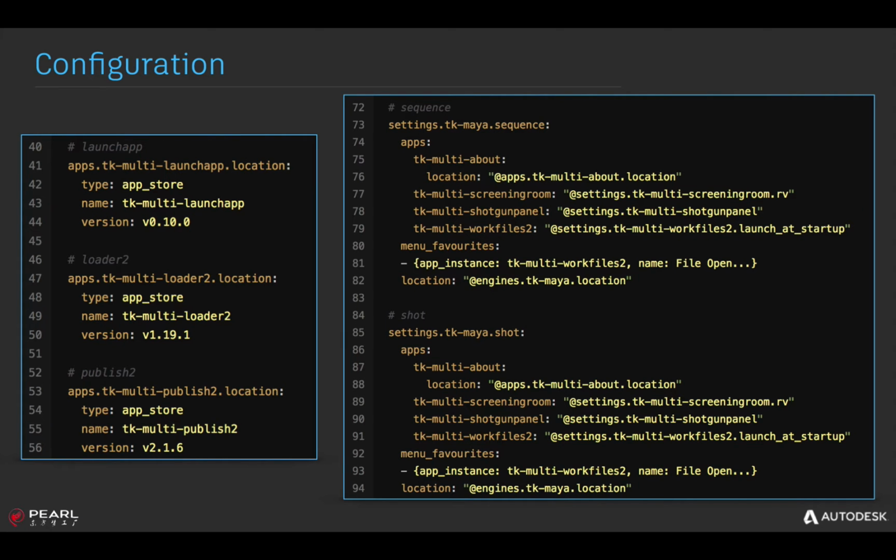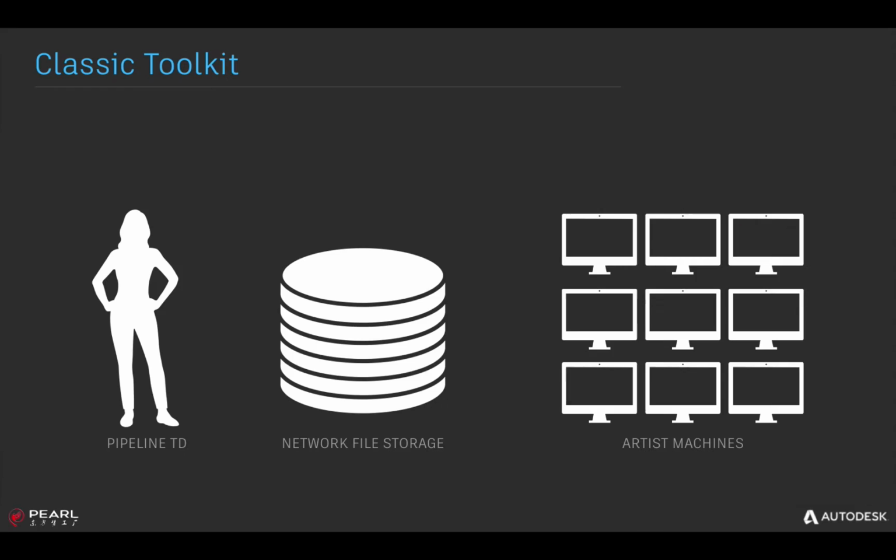To ground this a little bit more and give you a peek under the hood, here are just a couple of YAML snippets from our default toolkit configuration. On the left, you can see some toolkit apps being referenced from the Toolkit App Store. Note the version numbers. On the right, you can see the sequence and shot configurations for Maya and references to some of the apps that the artist will see.